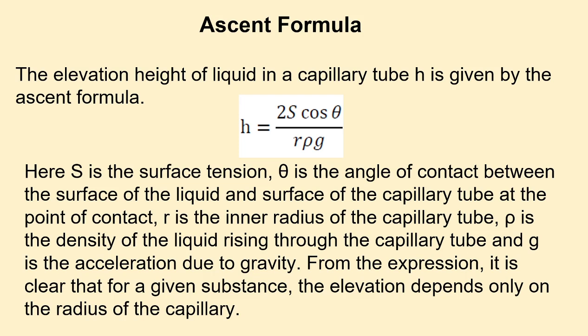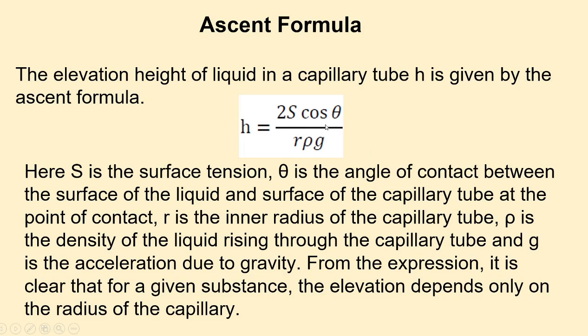We know that this is due to the surface tension, and the elevation height of the liquid in a capillary tube is given by the Ascent formula. We are not going into the derivation of that formula. We will just study the formula directly: h is equal to 2S cos theta divided by r rho g. The Ascent formula: h equals 2S cos theta divided by r rho g.